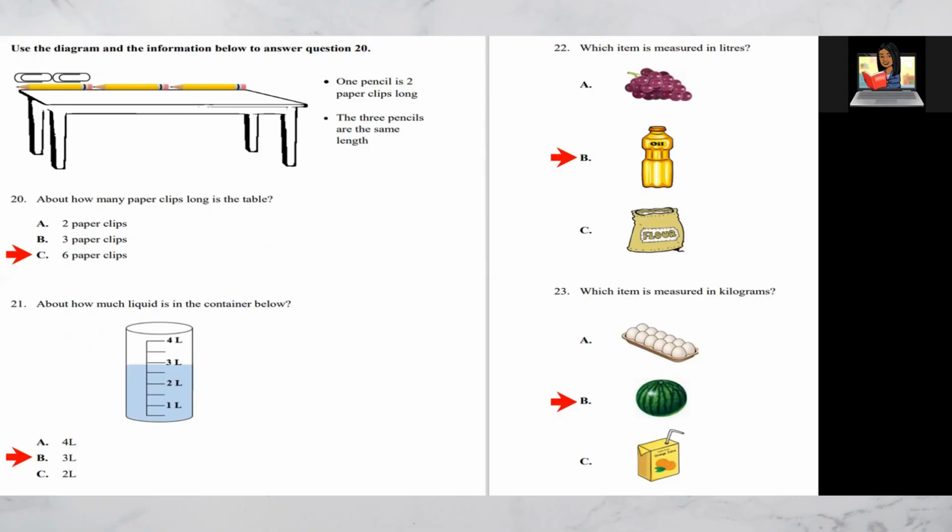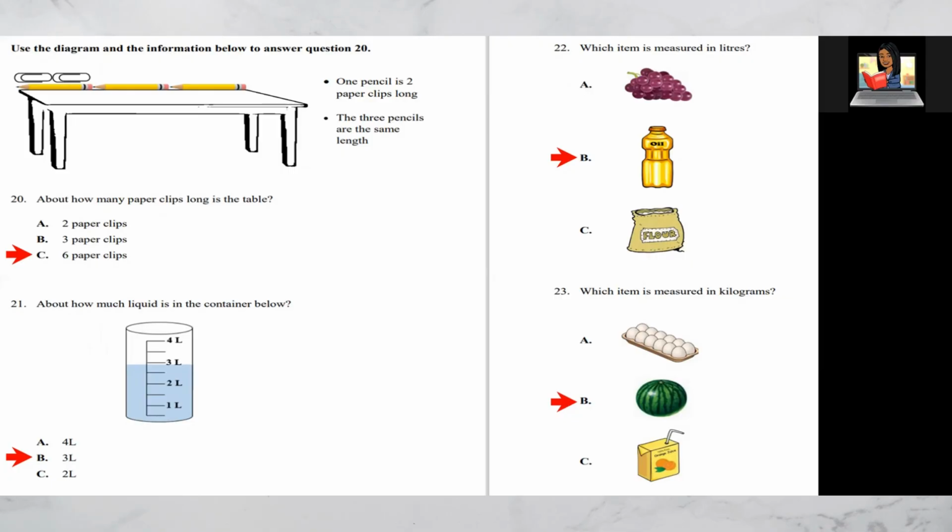Let's look at question 21, about how much liquid is in the container below. So you follow these little lines running on the side of the container where you see 3L. The L stands for liter. So there are about 3 liters of liquid in the container.